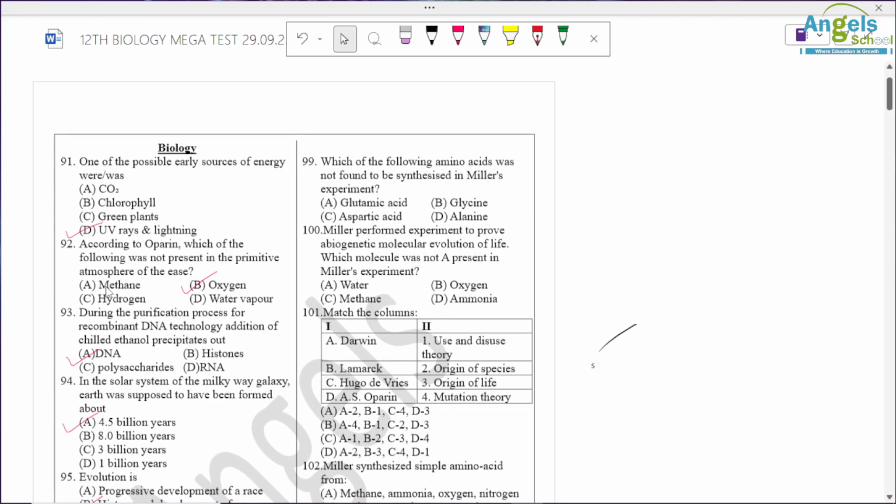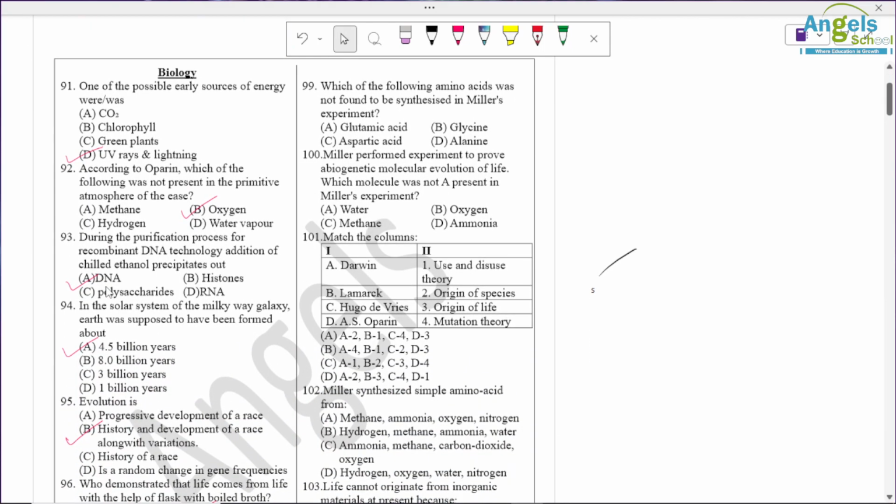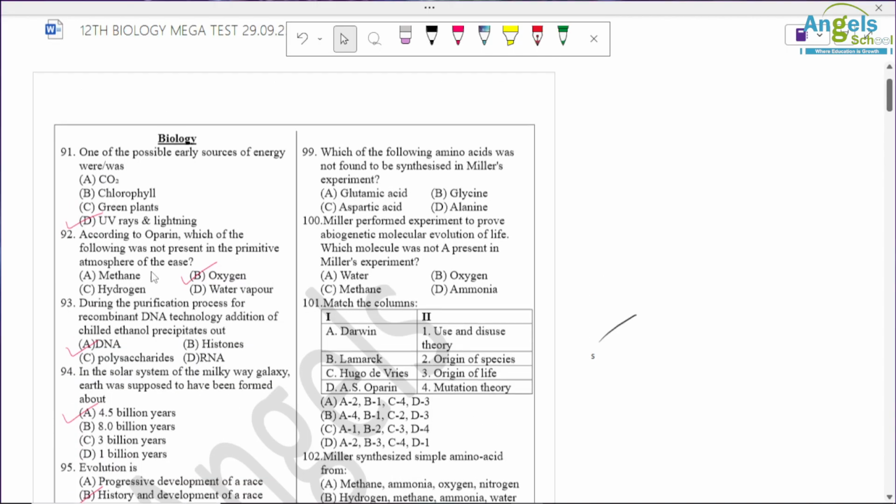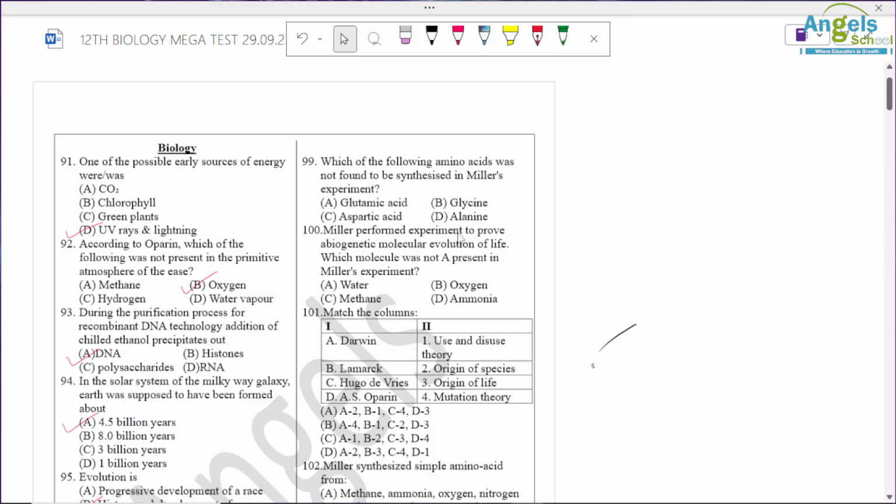Which of the following amino acids was not synthesized in Miller's experiment? Glycine, alanine and aspartic acid were formed, while glutamic acid was not formed. So option A is correct.